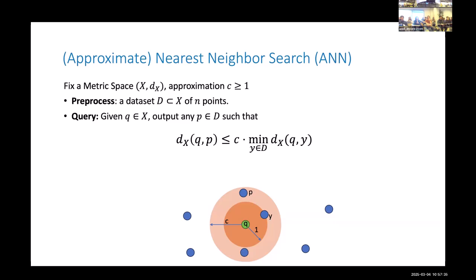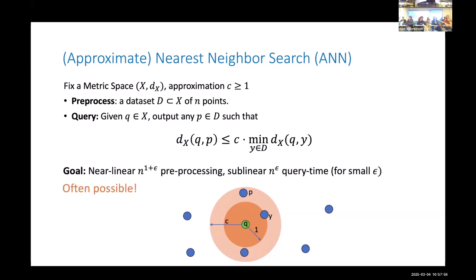What is a C-approximate nearest neighbor? Well, it's any point within a C factor of the distance to the true nearest neighbor of the data set. I think of it as these two annuluses. The nearest point is at the distance in the smallest annulus, but I'm allowed to return anything in the larger annulus, expanded by the C factor. Of course, you can imagine that if C is equal to 1, this is actually impossible to do for most metrics in sublinear time.